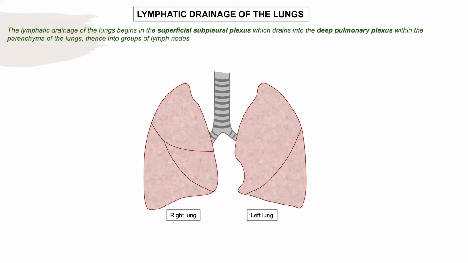Okay, guys. So now what is important for us: the lymphatic drainage of the lung begins in the superficial subpleural plexus. This plexus lives under my pleura, and it drains into the deep pulmonary plexus within the parenchyma of the lungs, and thence into groups of lymph nodes. So ultimately from the superficial to deep, and ultimately into the lymph nodes. So let's put things here. Now look at it. The journey has begun.